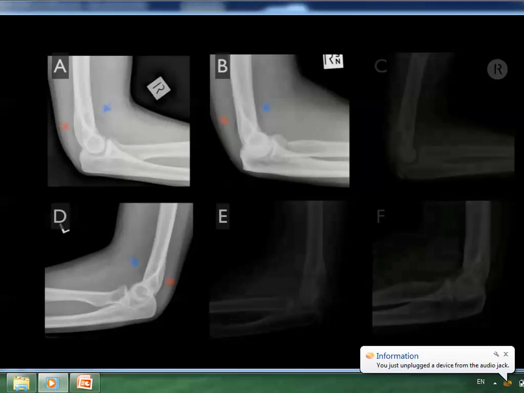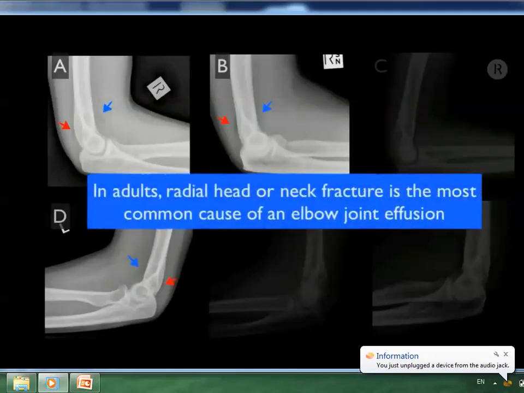A, B and D are all adults with joint effusions, each demonstrating sail signs and posterior fat pad signs. B is the patient we have already seen with the radial neck fracture, while A and D have subtle radial head fractures, which are the most common cause of an elbow joint effusion in adults.